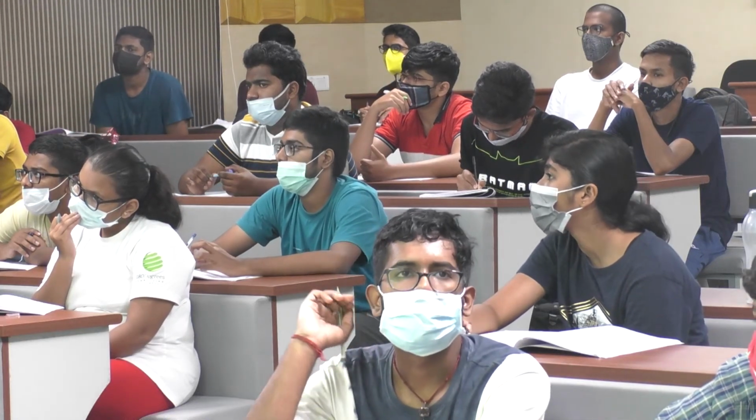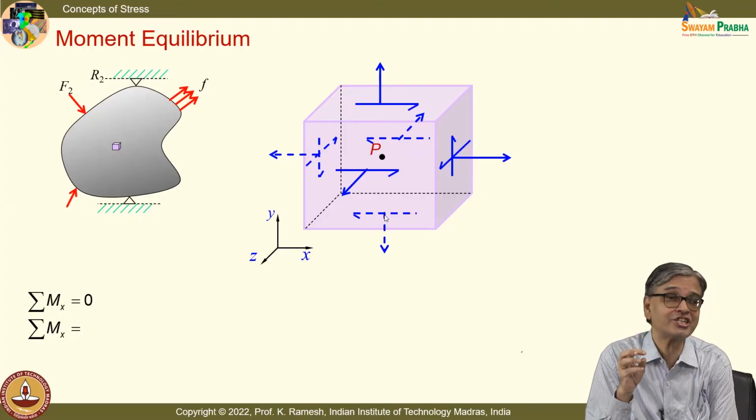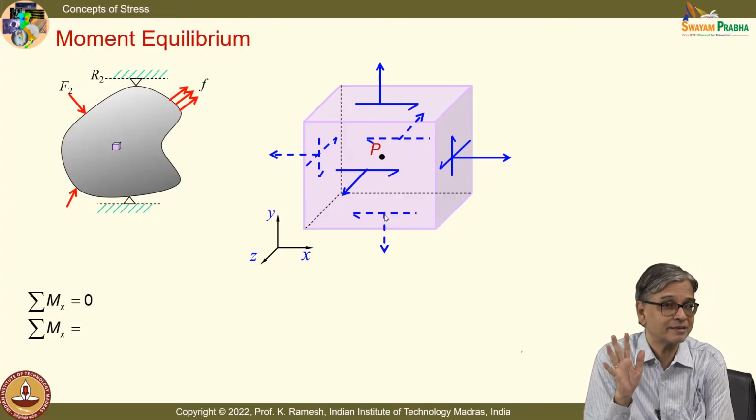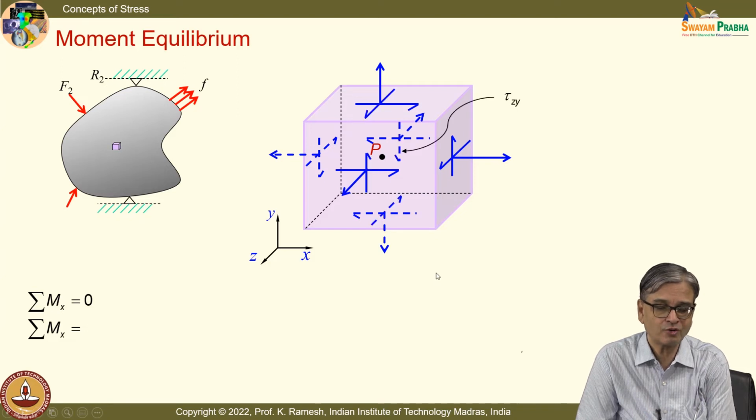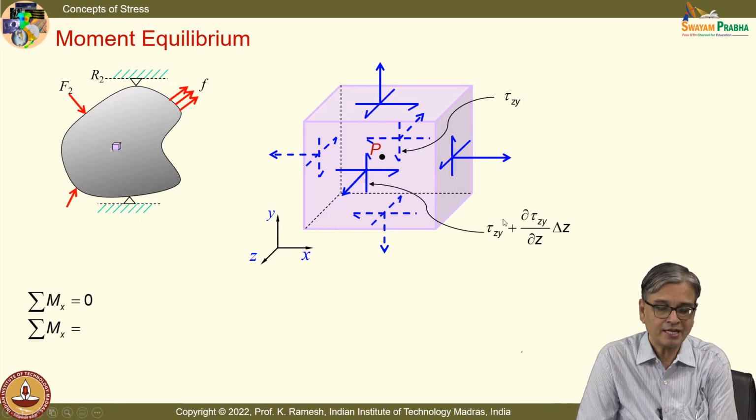Tau yz. See, that appreciation is important. You don't have to remember, but you should understand and interpret the subscripts appropriately. So on the negative plane it is tau zy. On the positive plane, I have started from tau zy, it doesn't matter. So on the positive plane, it will be tau zy plus dou tau zy by dou z into delta z.